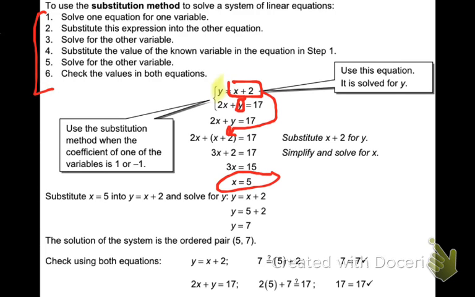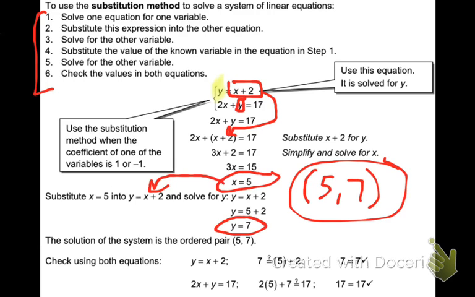Once you have one of the variables solved for, you simply plug it in for that variable. So I plug it right back in. You get y equals 5 plus 2, y equals 7. Now a lot of students want to stop right there. That's not the answer. Because we're talking about an x and a y on the coordinate plane, our answer is always going to be an ordered pair. For example, (5, 7). That is our answer. Don't say x equals 5, y equals 7. I want the ordered pair answers.